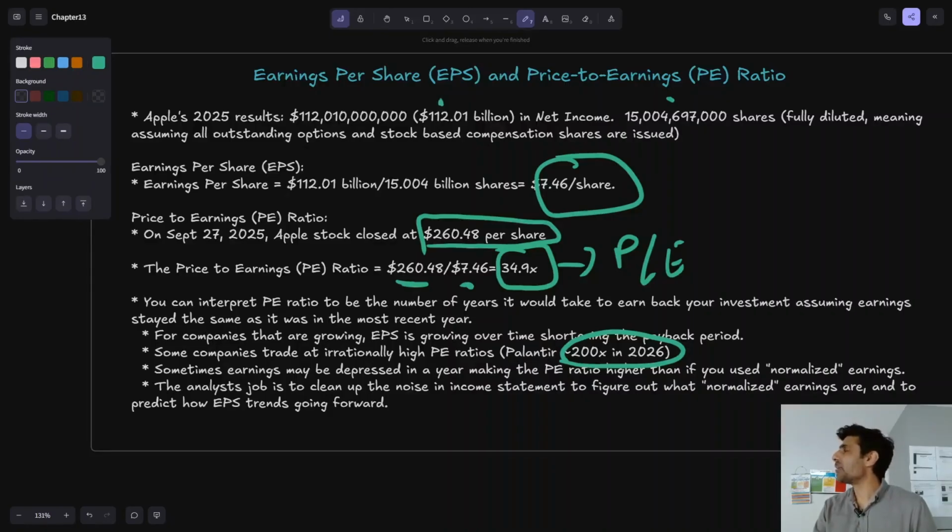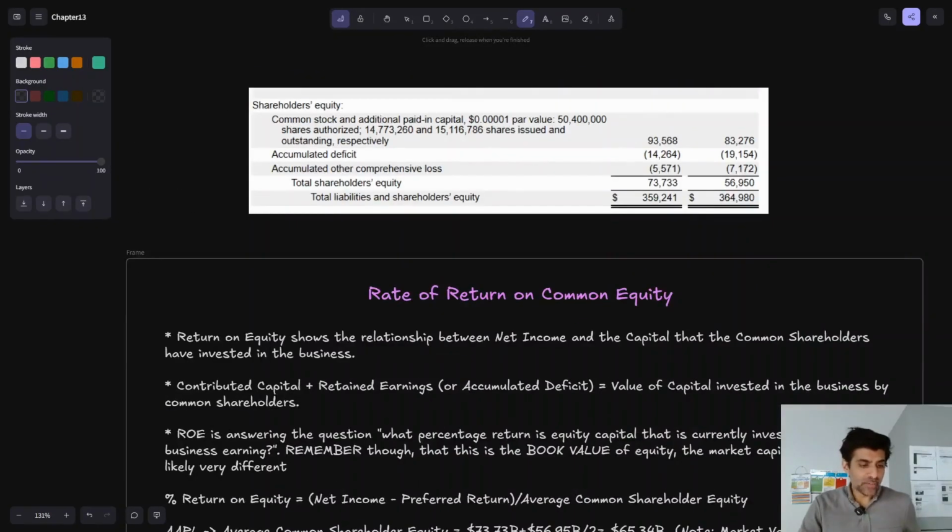I don't know the current investors who are buying at those prices. I don't know what they're thinking. I would love to hear their thoughts, but it doesn't usually make sense historically to buy something at such a high valuation. Okay. And then finally, we have return on common equity.